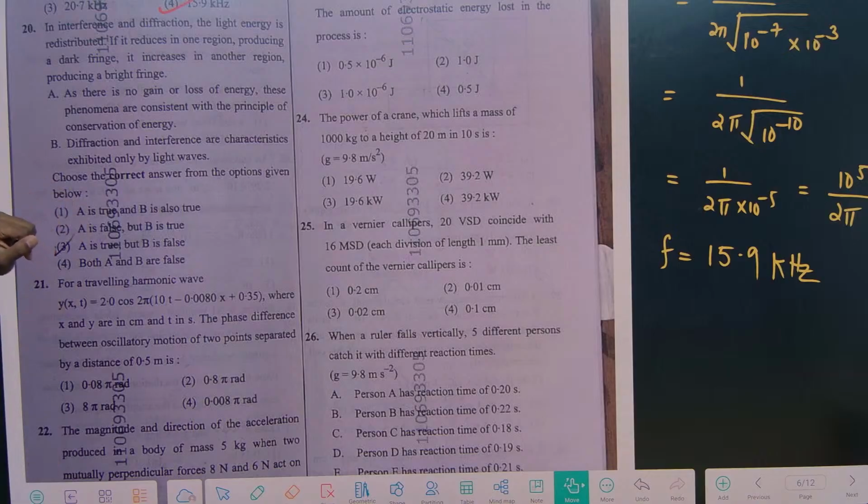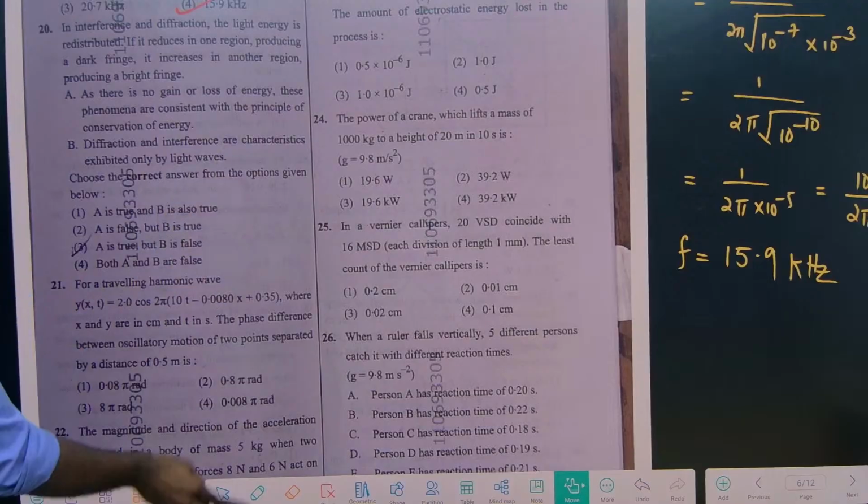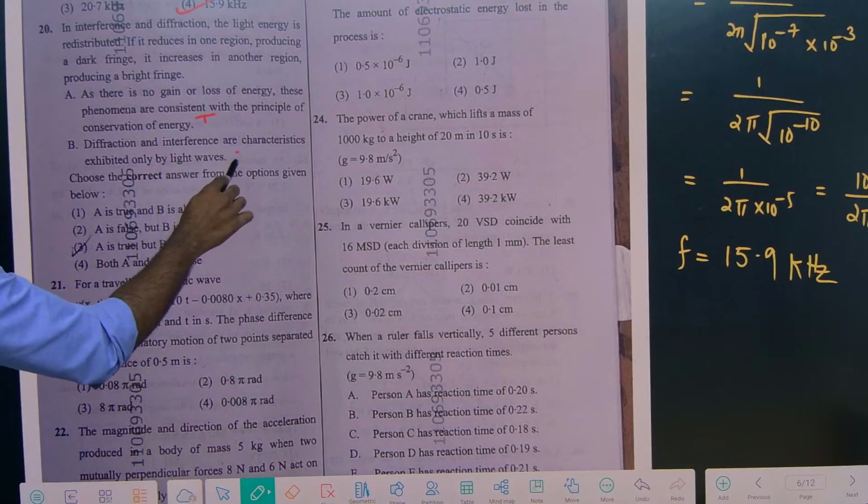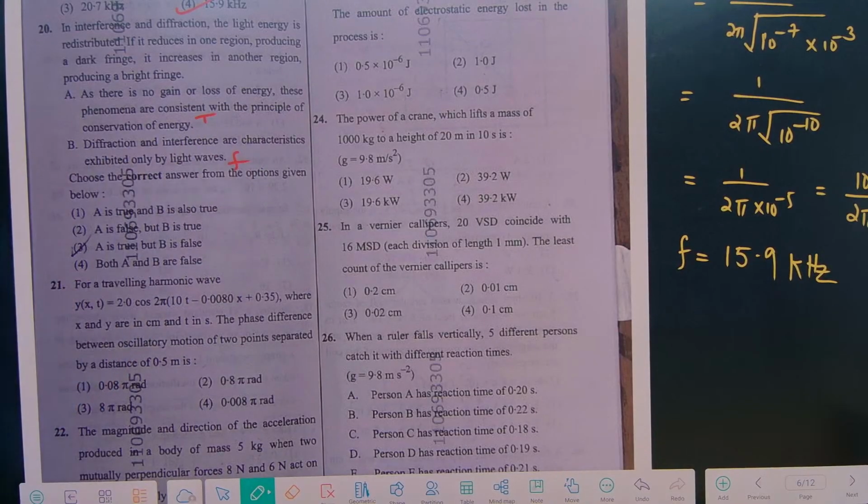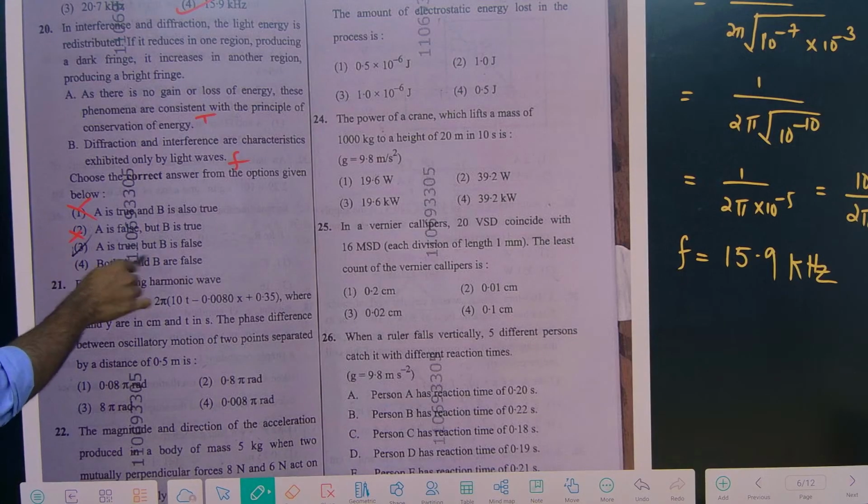Diffraction and interference are characteristics exhibited only by light waves. No, it is not only light waves, so obviously it is false. The first one is true, the second is false, which means A is true and B is false. Option 3, both A and B false, is not correct; the answer is A true and B false.